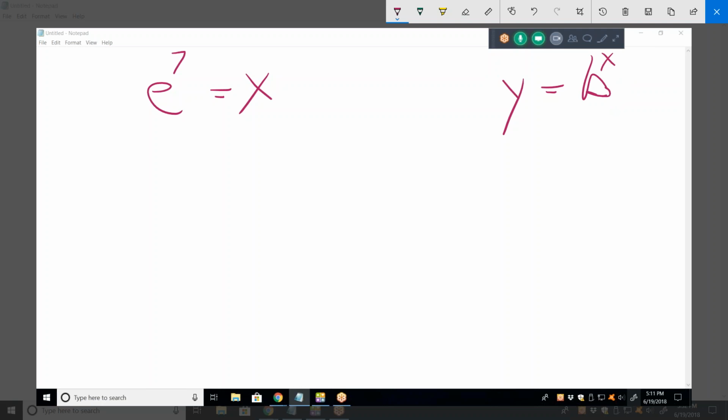There's the exponential expression. Logs are equal to the exponent. B is always the base. Y, that's the only place left for it. Okay, so it'd be log e to the y equals 7.